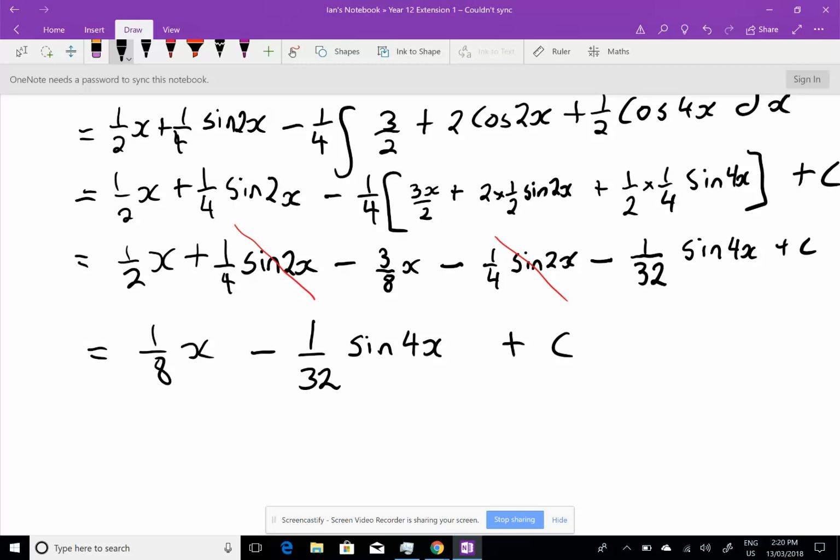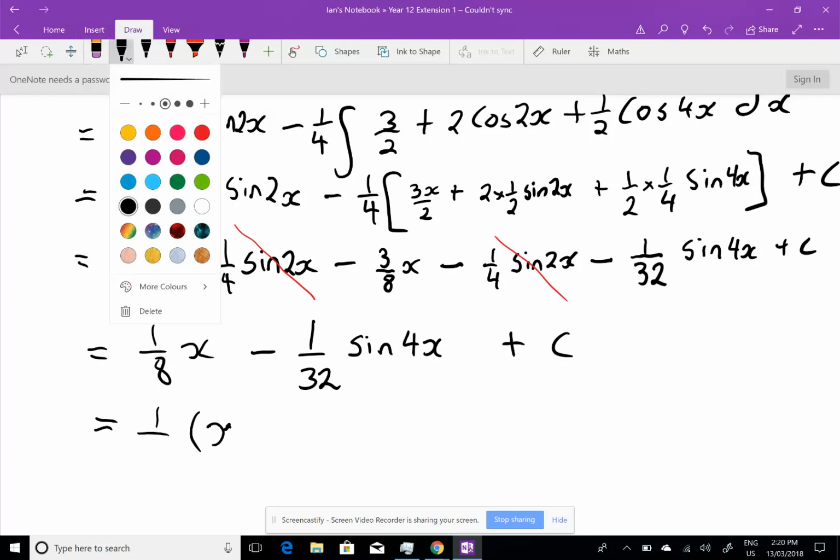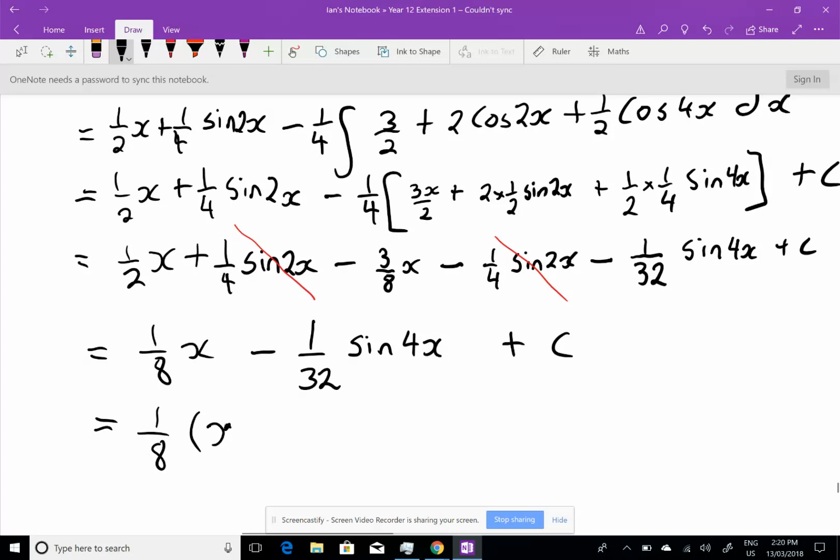Now, she factorises out a quarter. So you get a quarter x, does she take a quarter? She takes an eighth out. Sorry, she takes an eighth out. x minus a quarter sine 4x plus some constant.